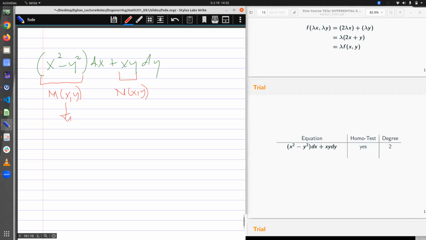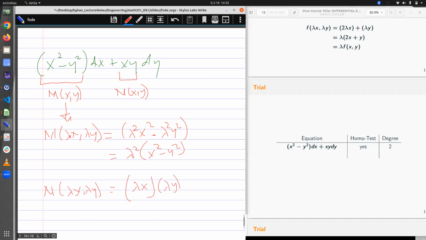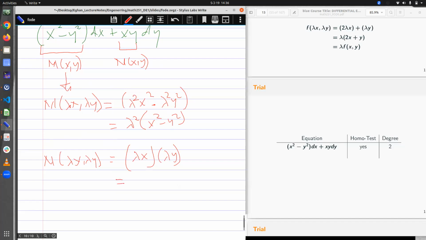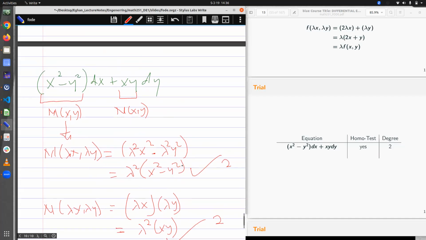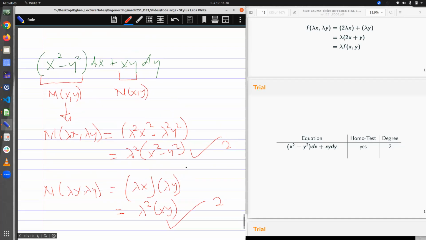So I take it step by step. M of lambda x, lambda y will be equal to lambda squared x squared minus lambda squared y squared. This is equal to factorizing lambda squared out, giving me x squared minus y squared. So that is degree 2. I take the second coefficient here, and that is just xy. So I have lambda x multiplying lambda y. If I expand this, I have lambda squared xy. And so if I'm comparing these two, I see that this is of degree 2, this is also of degree 2. Hence, the given differential equation is homogeneous of degree 2. Again, it means you can make it separable.